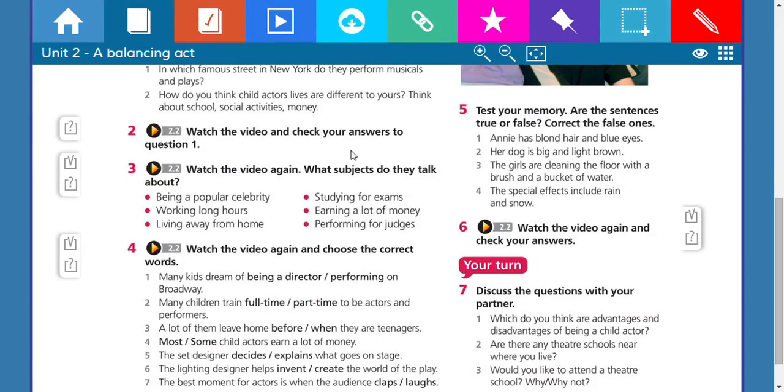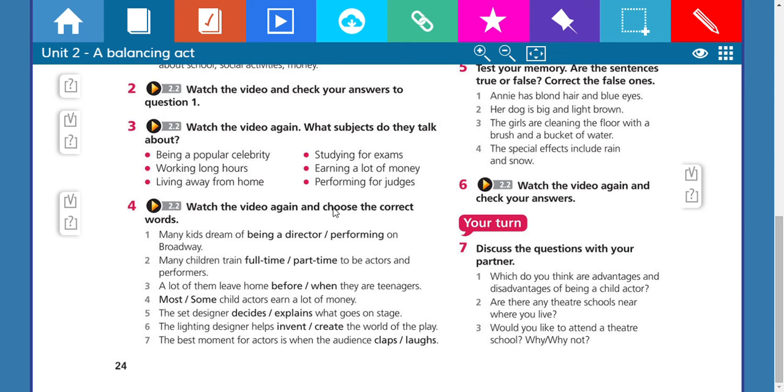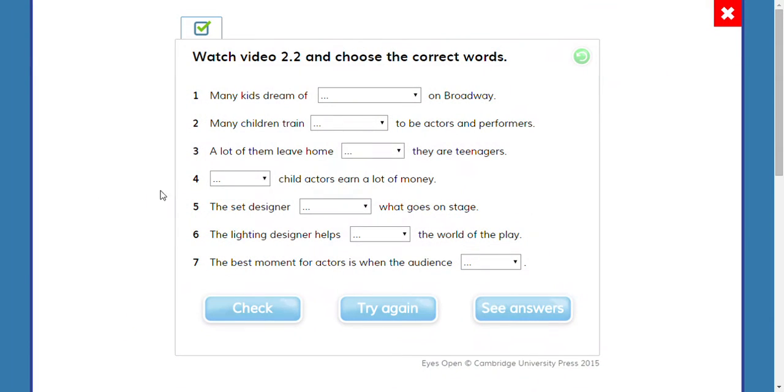Okay, let's see. Watch the video again and choose the correct words. For example, many kids dream of being on Broadway, dream of being a director or performing. Many children dream. Full-time or part-time, to be actors and performers? Full-time, okay. A lot of them leave home, okay, leave home. They are teenagers. Before or when? Before. Most or some child actors earn a lot of money.